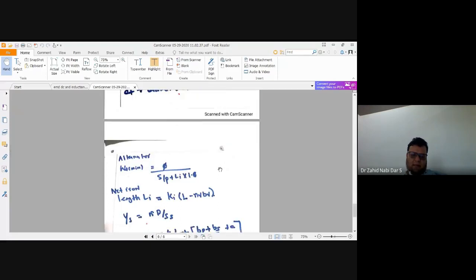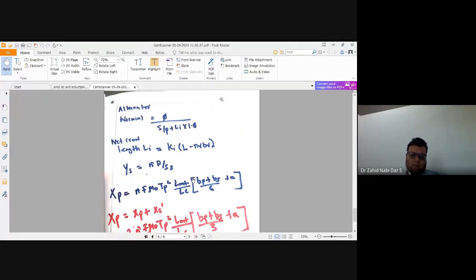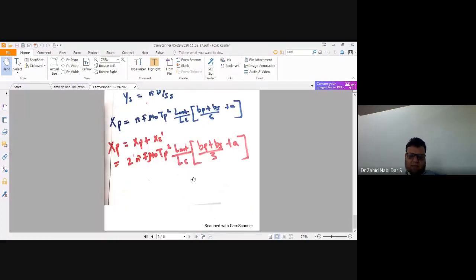And for the alternator, the minimum width dimension is flux divided by the stator slots per pole into length into 1.8, and the net iron length Li is equal to Ki Li minus Nv Bv. Ys is pi d by ss, and this is for the reactance.